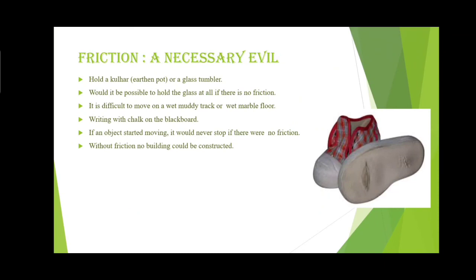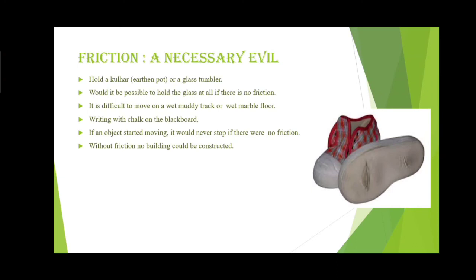The next topic is friction, a necessary evil. Hold a kulhar or a glass tumbler. Kulhar means an earthen pot. Would it be possible to hold the glass at all if there were no friction?